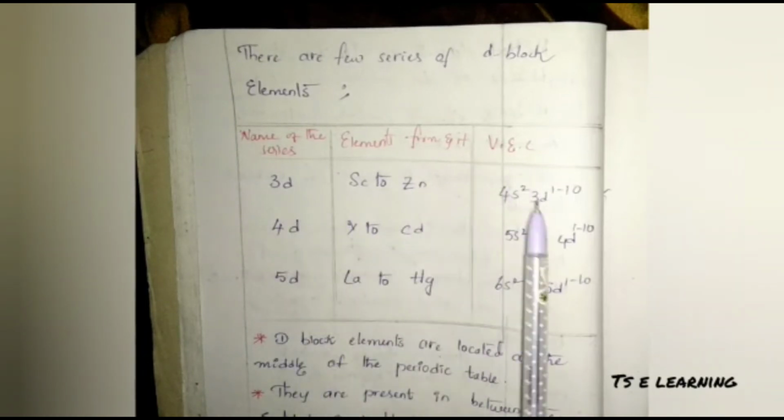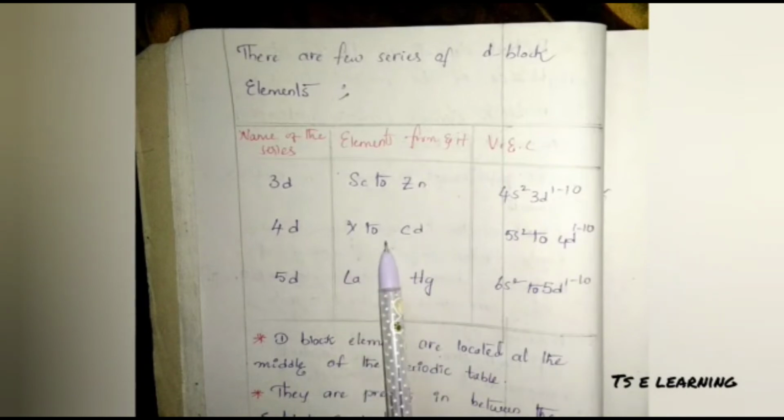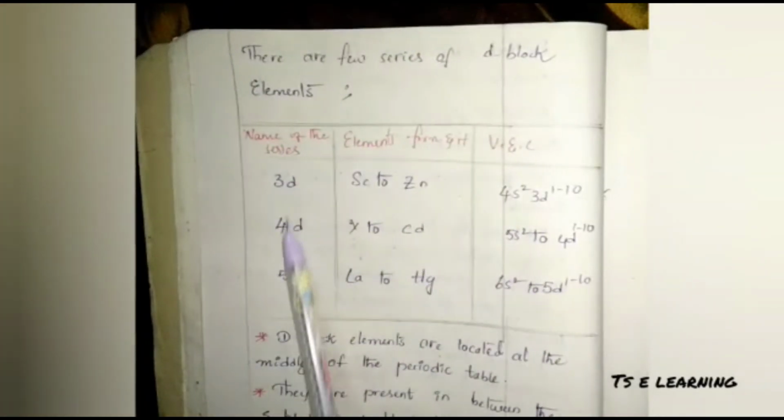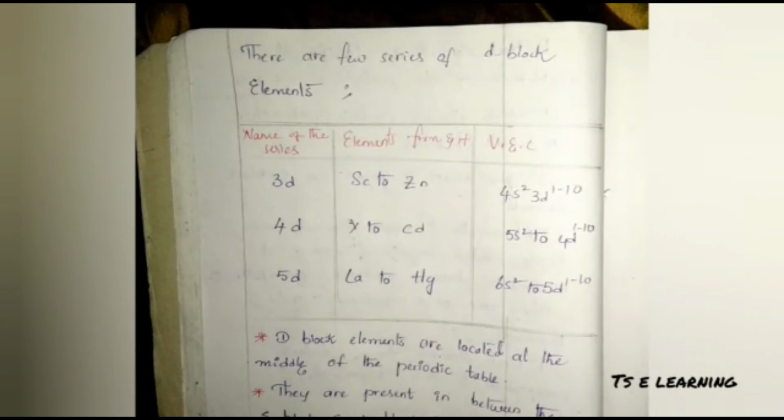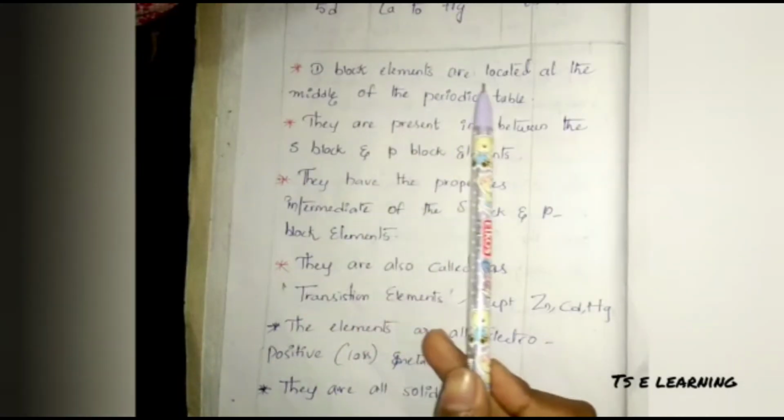3d series: Sc to Zn, 4s2 3d1 to 10. 4d series: Y to Cd, 5s2 4d1 to 10. 5d series: La to Hg, 6s2 5d1 to 10. This is all about the 3d, 4d, 5d series.